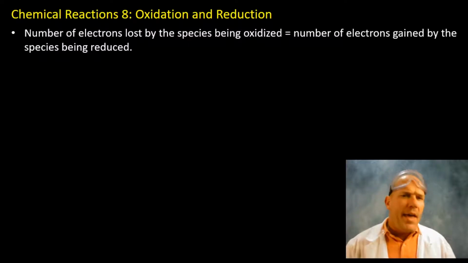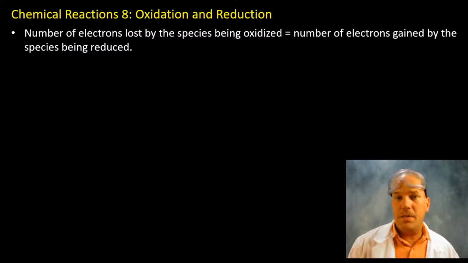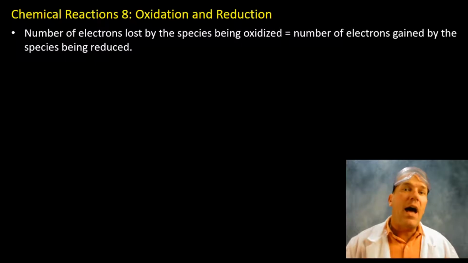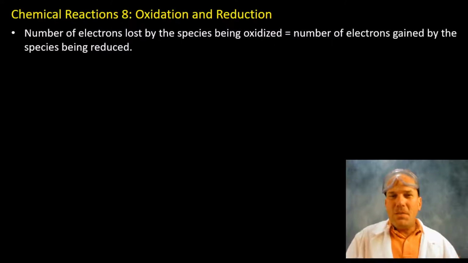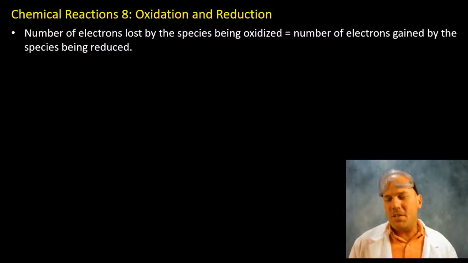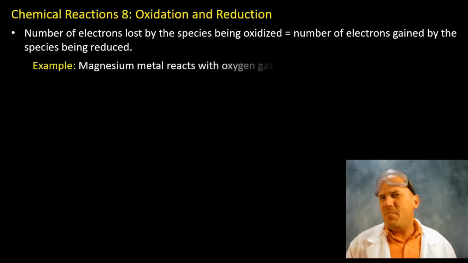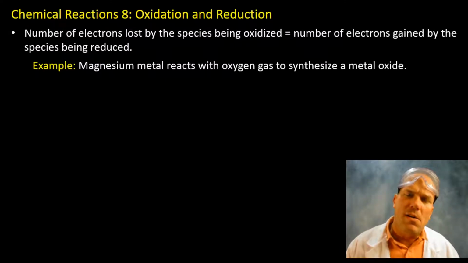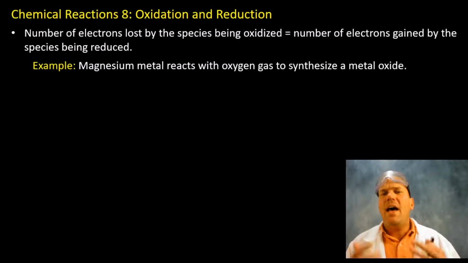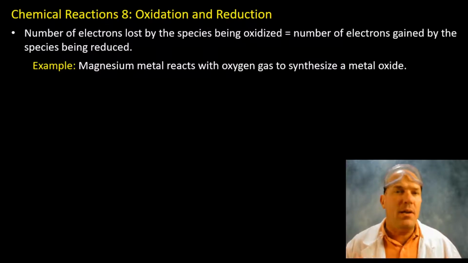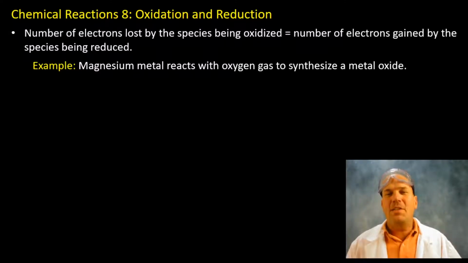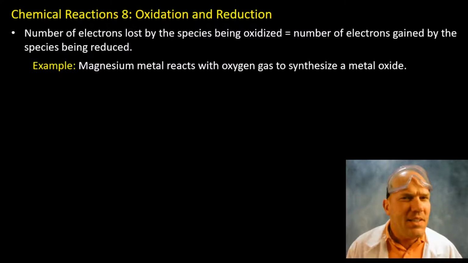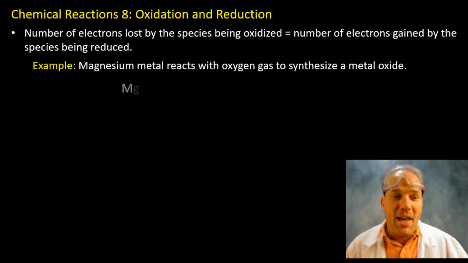So in other words, as the name implies, we refer to these as redox reactions, oxidation-reduction reactions. So there are two parts here: your oxidation and your reduction. Here's an example. Magnesium metal reacts with oxygen gas to synthesize a metal oxide. And we've actually seen this one in lab in class.